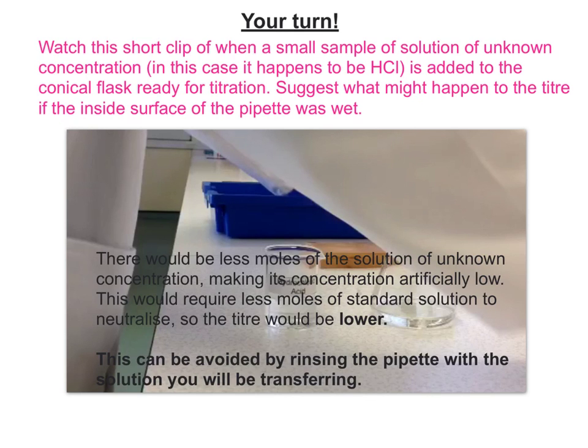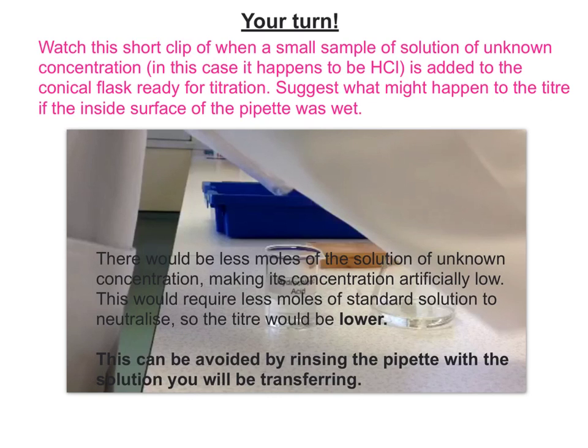So it would lead to a lower titer, or lower value for the titer, because if you had water on the inside of the pipette, it would have the effect of diluting the concentration of the solution that we don't know the concentration of, so it would make it seem artificially low. So there'd be less moles of the solution inside that 25 centimetres cubed that you're transferring using the pipette.